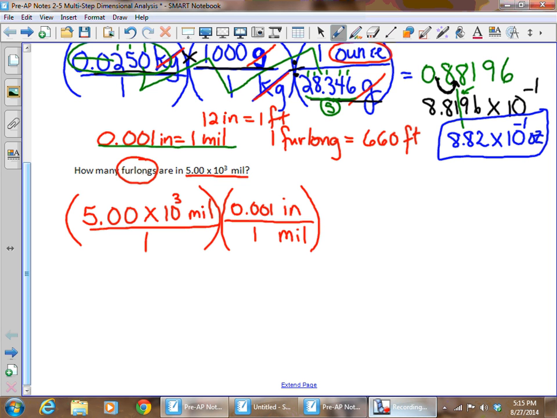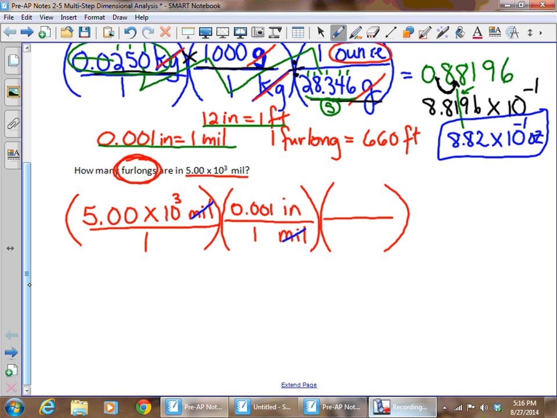That's going to cancel out mils. I'm left with inches. Is that where I want to be? No, it's not. I've got furlongs circled up here, so I must keep going. So I need another conversion factor. I'm not done yet, so I need another skeleton. And I need something that has inches in it that I haven't used yet. So I look up there and I see that I have this conversion factor. I haven't used it yet, and it has inches in it.